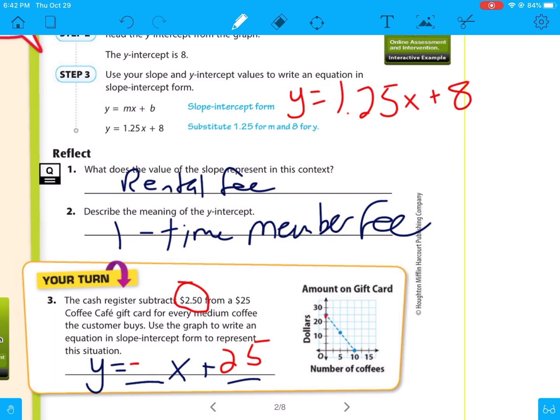So from here it goes down 25, divided by run would be positive 10, which is negative $2.50. So negative $2.50. So what this graph says is you can get 10 coffees and now your gift card is gone. You have no money left on it.